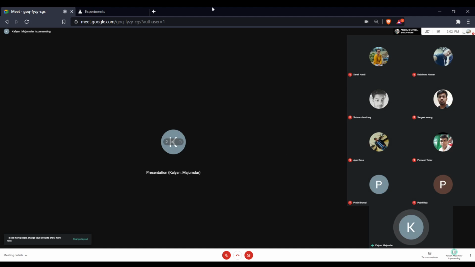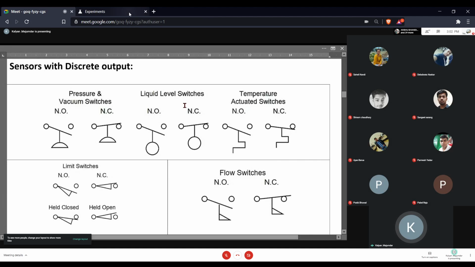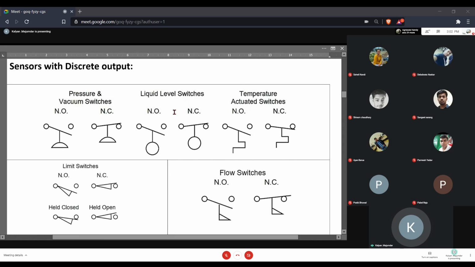There are switches that are operated by liquid level. We'll be using this in one of our future assignments. You could have switches that are operated by temperature. You could have switches that are operated by pressure. Accordingly, these are called pressure switches, level switches, temperature switches. These are not manually operated. They are actuated by a physical variable: temperature, level, pressure, flow, position. They're accordingly named, and the symbols are slightly different.